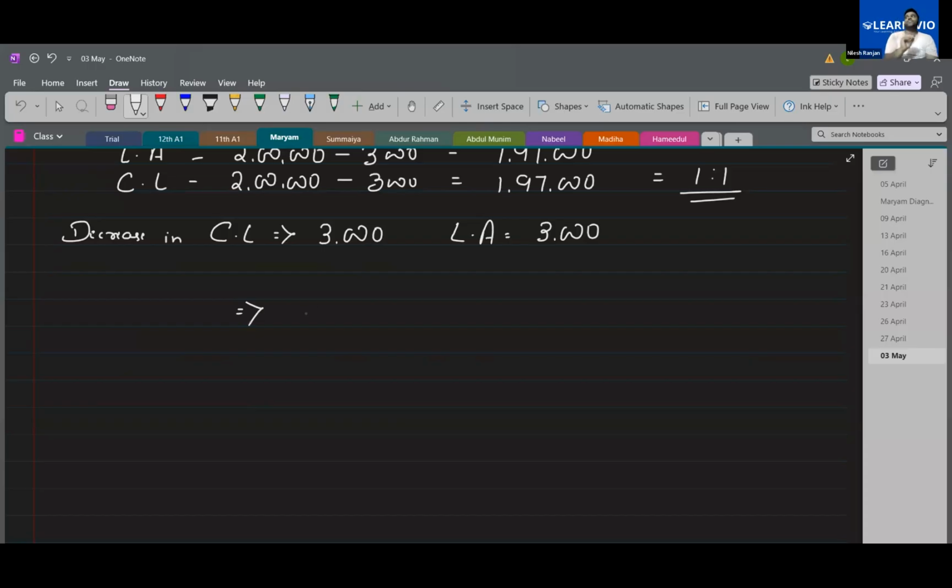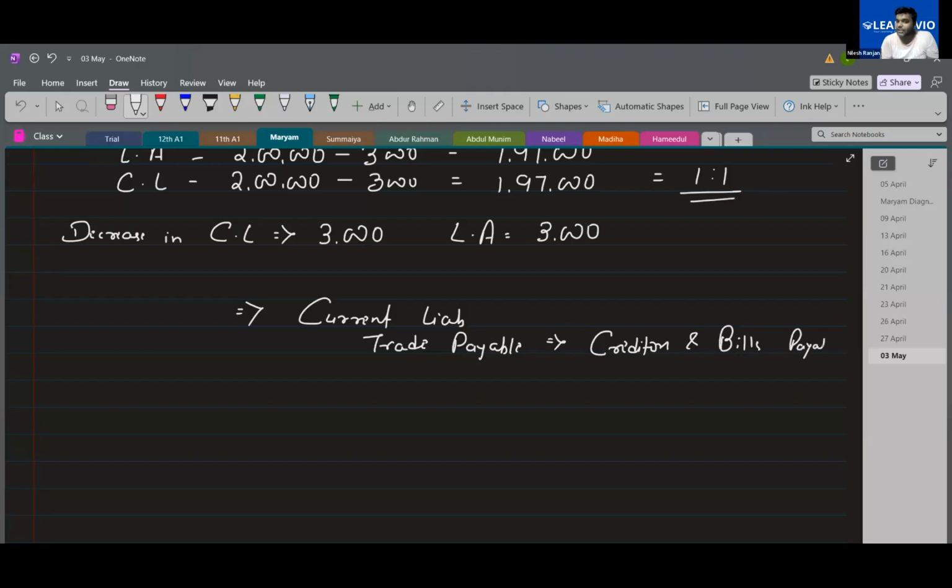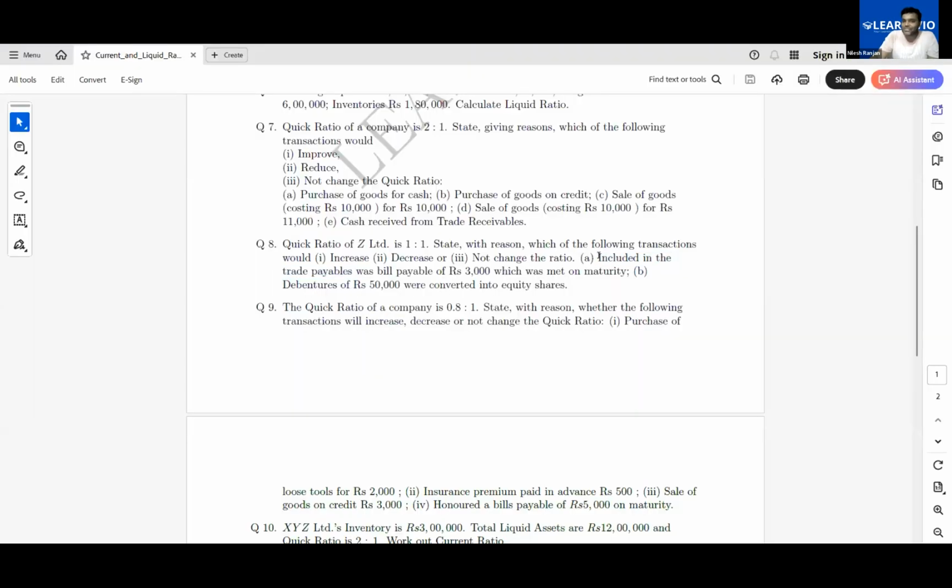Okay, so trade payable. If you remember the financial statement, under current liabilities, there is one item called trade payable. Under trade payable, I told you there are two items included, which are creditors and bills payable. Now tell me, is there anything new written in the question? Bills payable is always included in trade payable. So that is written in the question.